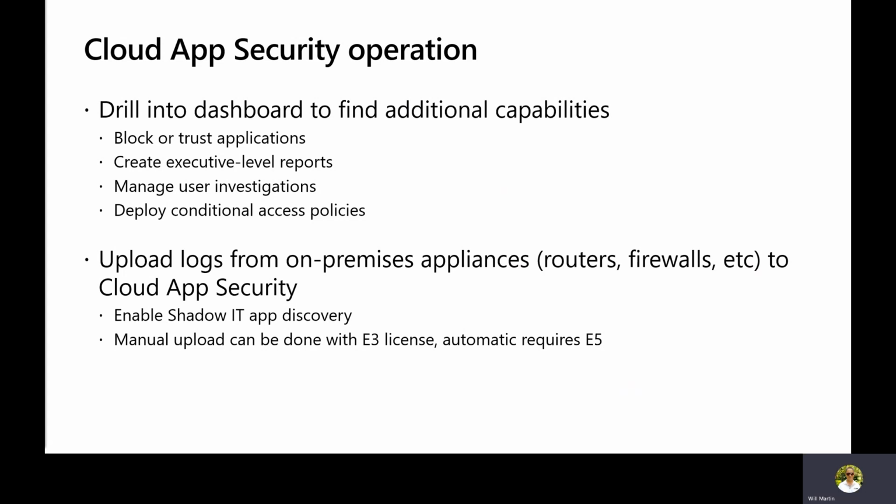You can also configure Cloud App Security to pull logs from your various network appliances. This data can be used to find rogue applications your users are accessing. These will show up in the list of applications you can either trust or block. You can do this sync manually with an E3 license, but an automatic upload requires an E5.